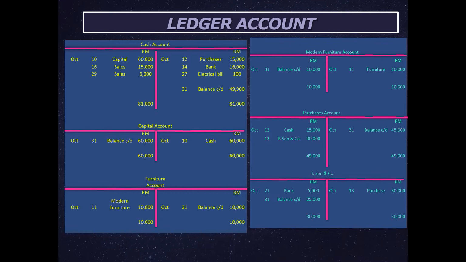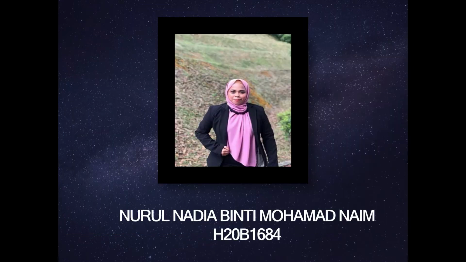I will explain about the account ledger. Many accounts will be opened, for example the cash account. The debit side amount in the cash account is 81,000 and the credit side amount is 31,100. To get the total balance carried down, the largest amount 81,000 minus the smaller amount 31,100, and the amount is 49,900, and that amount is the balance carried down.